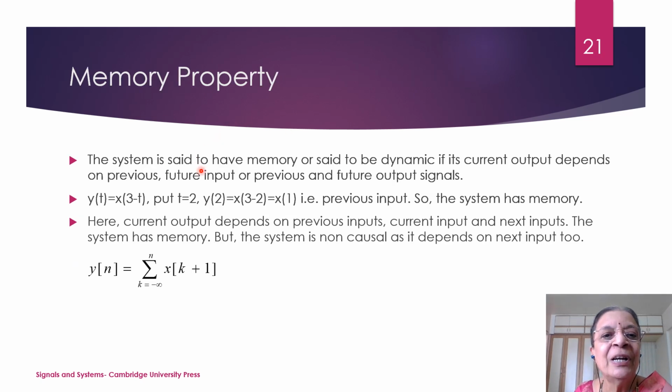Then the memory property. The system is said to have memory, or said to be dynamic, if its current output depends on the previous or future input or previous and future output signals. So in this case, y t is equal to x of 3 minus t, put t equal to 2. In this case, I will get y 2 is equal to x of 1, that is the previous input. So the system has memory. Here the current output depends on the previous inputs, current input and the next inputs. The system again has memory, right?